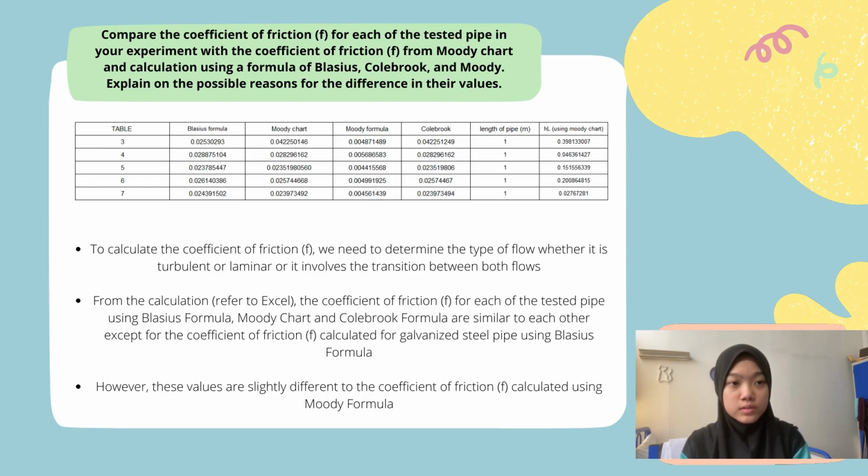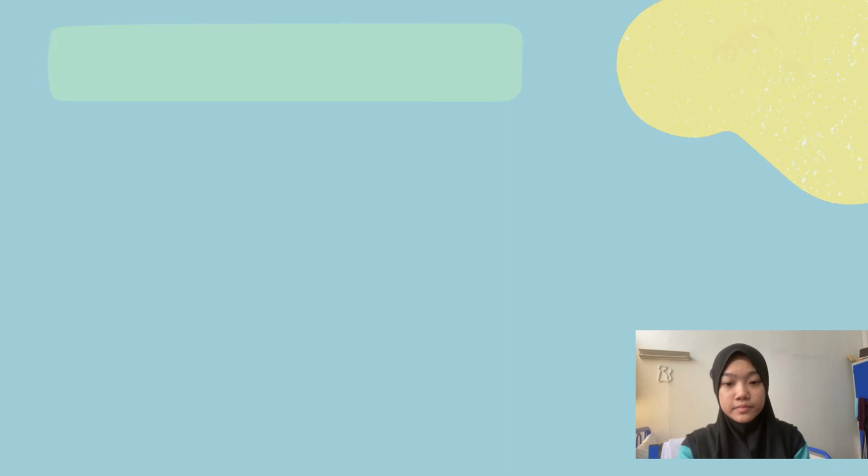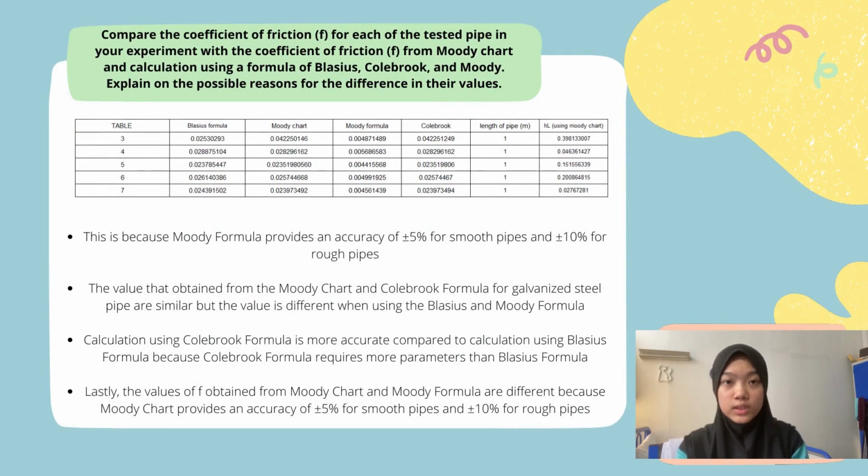So from the calculation, the coefficient of friction for each of the test pipe using Blasius's formula, Moody chart, and Colebrook formula are similar to each other, except for the coefficient of friction calculated for galvanized steel pipe using Blasius's formula. However, these values are slightly different when we calculate the coefficient of friction using Moody formula. Why? This is because Moody formula provides an accuracy of plus minus 5% for smooth pipes and plus minus 10% for rough pipes.